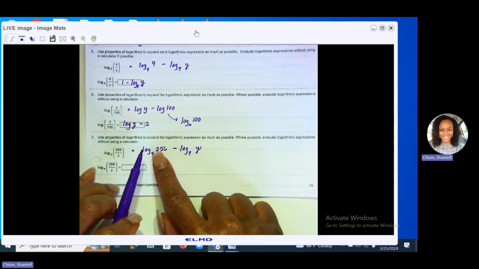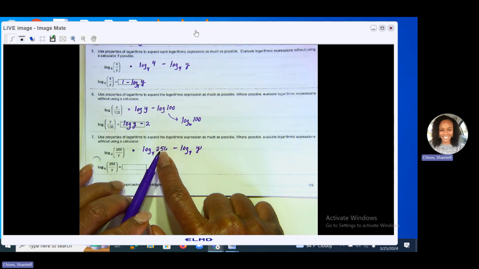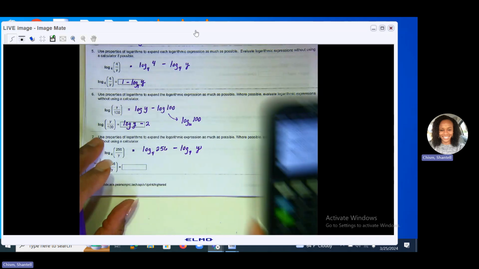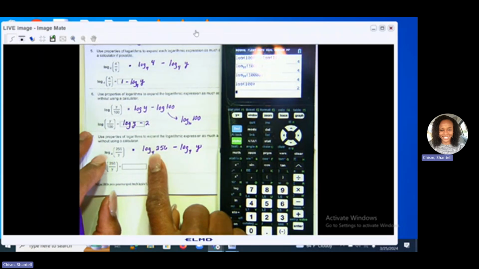But this first part, we want to see if there is a power that we can raise 4 to, what number we can raise 4 to, to get 256. Now, if you can't think of that off the top of your head, don't hesitate to use your calculator.